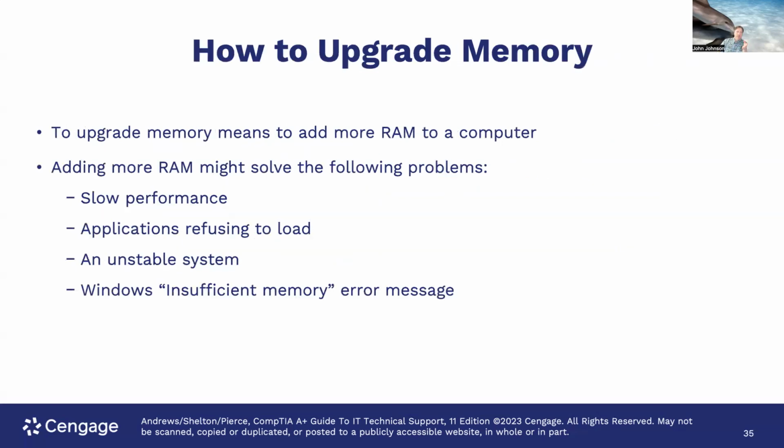So upgrading memory. This is one of the easier things in maintaining your computer. To upgrade memory means to add more RAM to a computer. Sometimes you have to get rid of the old RAM, because if you want to max out your RAM, let's say you had two 4 gig RAM modules in there, and you had 4 slots, and you wanted to get, let's say, 32 gigs. You're going to have to pull those two 4s and replace them all with 8s. So it may not just be adding to it; it may be replacing it altogether.